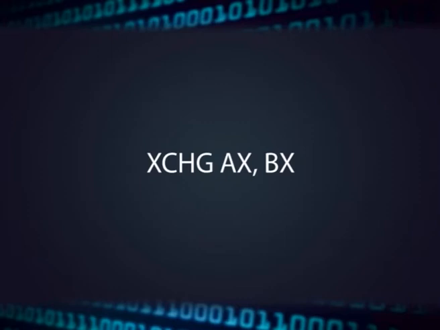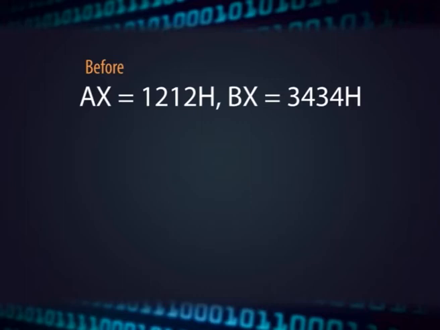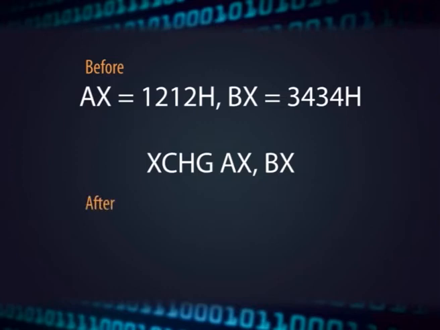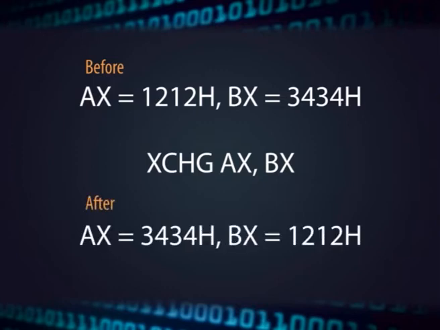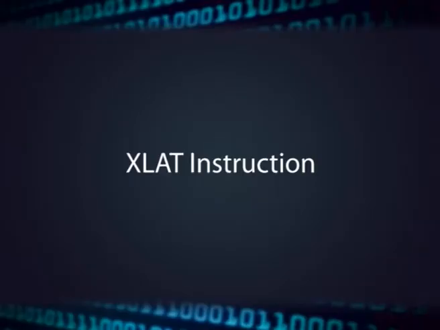For example, XCHG AX, BX performs the exchange operation. If the contents of the registers before the execution of the instruction were 1212H and 3434H respectively, after the execution of the exchange instruction, the contents of AX and BX respectively will be 3434 hex and 1212 hex.